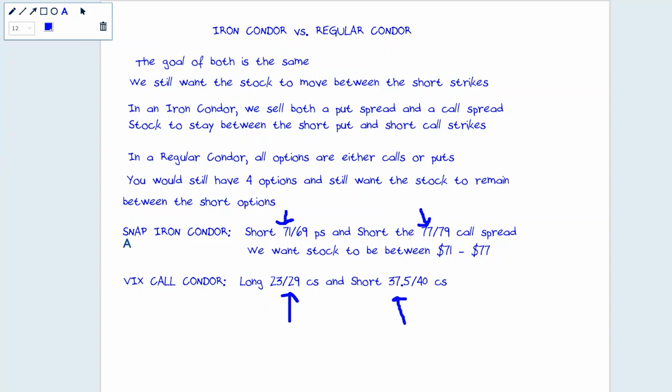So when you break it down like that, we still want the stock in the middle. If we get filled in the VIX, the ideal spot there is between the 2 short options, which are the 29 and 35. Still in the middle. So that's the difference between the two.